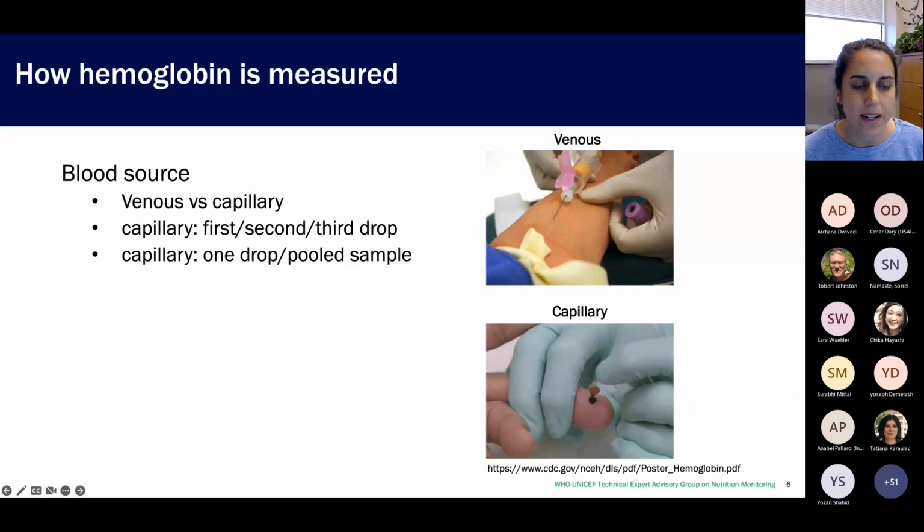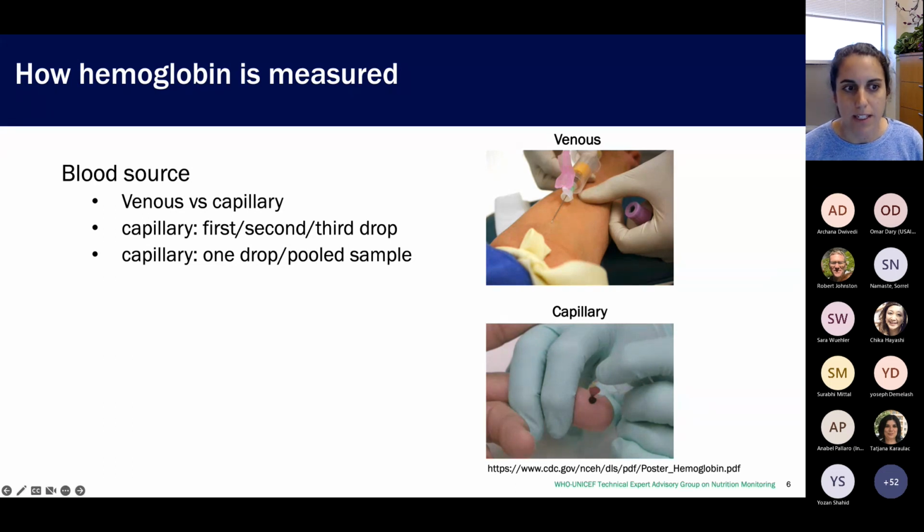There are many ways that hemoglobin is measured. First, there's the option of what blood source is to be used. So one can use venous or capillary blood. Venous is usually from a peripheral vein in the mid-arm. Capillary is usually from a finger, but it can also be from a heel or an earlobe. When using capillary blood, it's typical to wipe away the first and the second drop and then use the third drop as the source for the hemoglobin measurement.